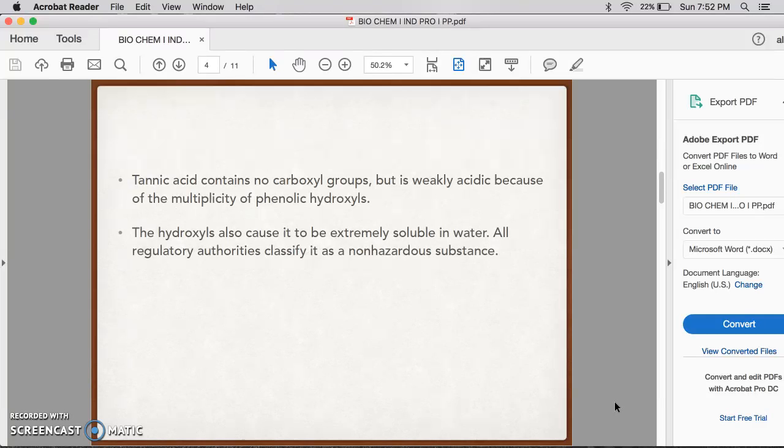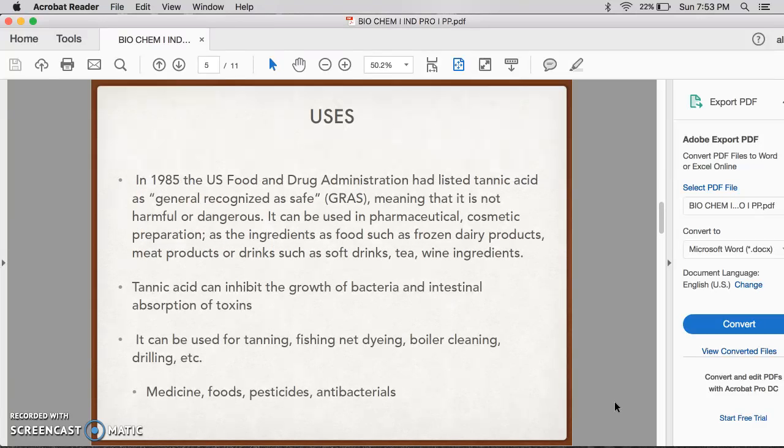Chemical properties continued. Tannic acid contains no carboxyl groups, but is weakly acidic because of the multiplicity of the phenolic hydroxyls. The hydroxyls also cause it to be extremely soluble in water. All regulatory authorities classify it as a non-hazardous substance.